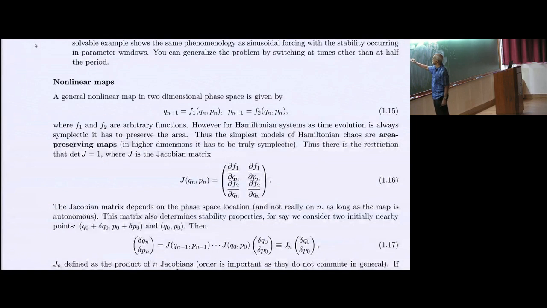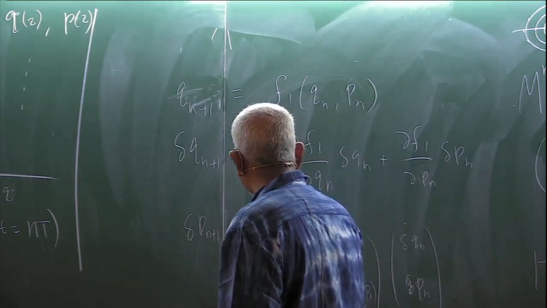I mean, we have Qn, Pn. Let's see, how would I write that? Okay, so I wrote Qn plus 1 equals F1 of Qn, Pn. So simply delta Qn plus 1 is the derivative of F1 with respect to Qn times delta Qn, plus the derivative with respect to Pn times delta Pn, and similarly for the other one. So if you write this as a matrix equation, with delta Qn plus 1 and delta Pn plus 1, then you would write this as the Jacobian matrix of these partial derivatives multiplied by delta Qn, delta Pn. This Jacobian is evaluated at Qn, Pn.